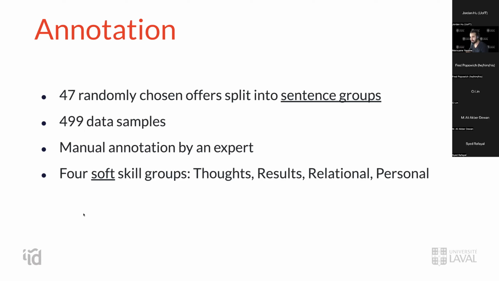In all, we have 4 soft skill groups: thoughts, results, relational, and personal. The last 2, I think everyone can understand. The first 2 might seem a bit weird, but this is due to the fact that it's a translation from French. So thoughts is pensée for those who speak French, and results is résultat. If you want an idea, you can check out the data set. You'll have a better idea of what each one stands for.